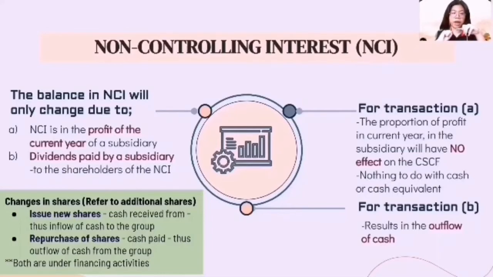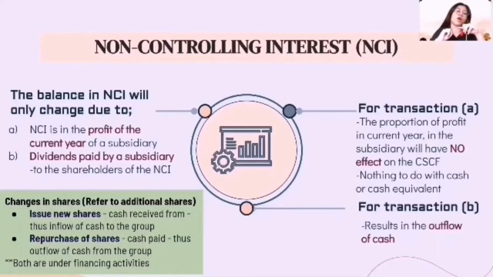For transaction A, which is the NCI's share in the profit of the current year, the proportion of the profit in the current year in the subsidiary will have no effect on the consolidated statement of cash flow, and it has nothing to do with cash and cash equivalents. As for transaction B, which is the dividend paid by the subsidiary to the shareholders of the NCI, it will result in an outflow of cash.